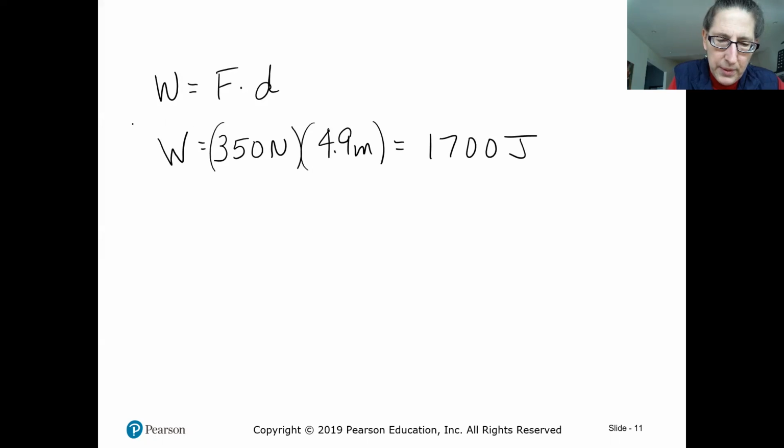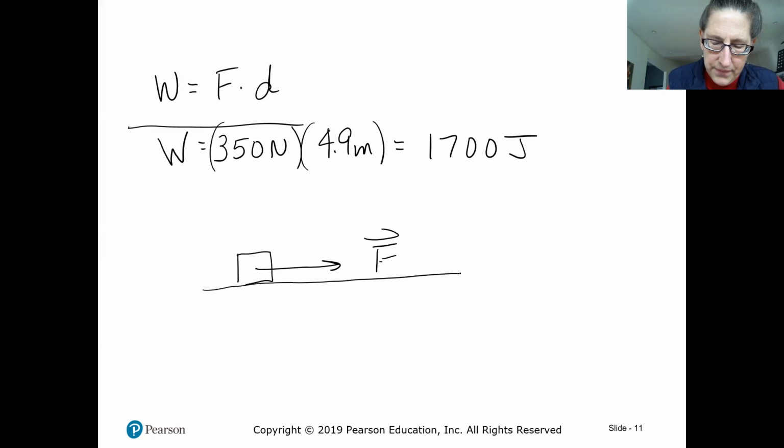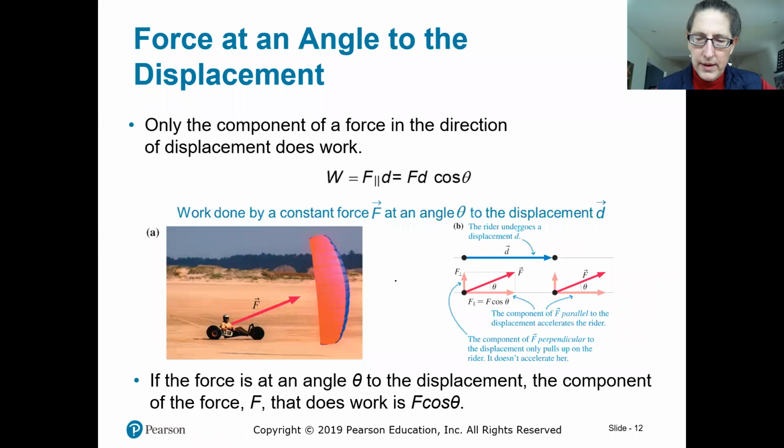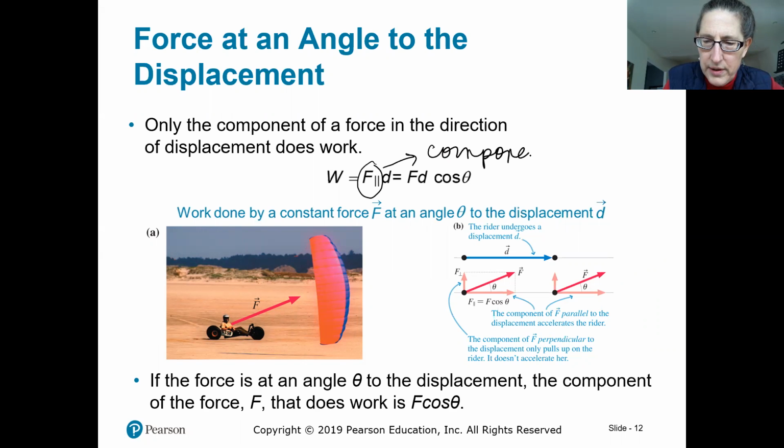Now, it's very important that when we use this equation, this force was in the same direction as the displacement, and we were able to just use those scalar quantities. Okay, and that was a positive number. Now, if the force does not act in the direction of the displacement, then you have to take the component of the force parallel to the displacement. So that's what this means: component parallel to displacement.